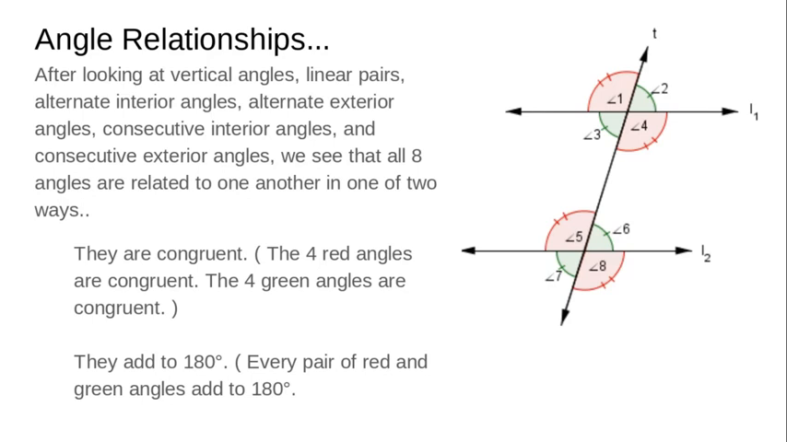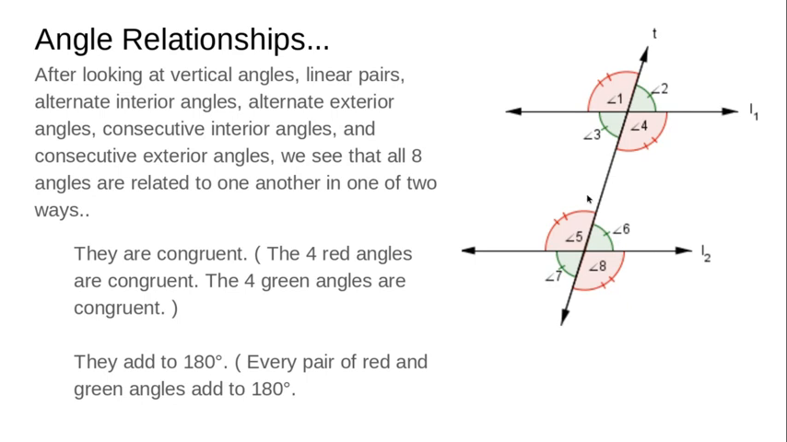Then, the second way the angles can be related to one another is that they might add to 180 degrees. So every combination of a red and a green, they have to add up to 180. 1 and 2 are a linear pair. 2 and 4 are a linear pair. 3 and 4 are a linear pair. 3 and 1 are a linear pair.